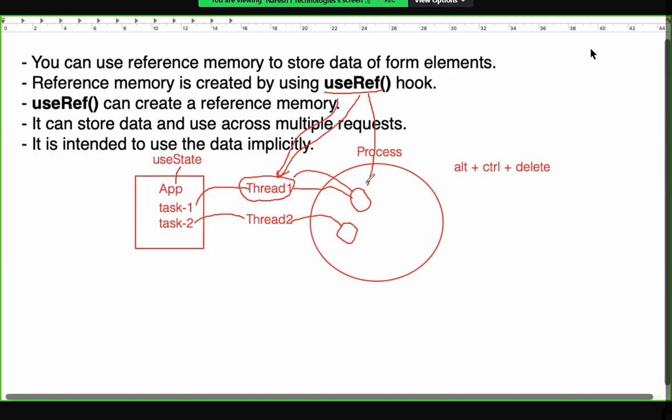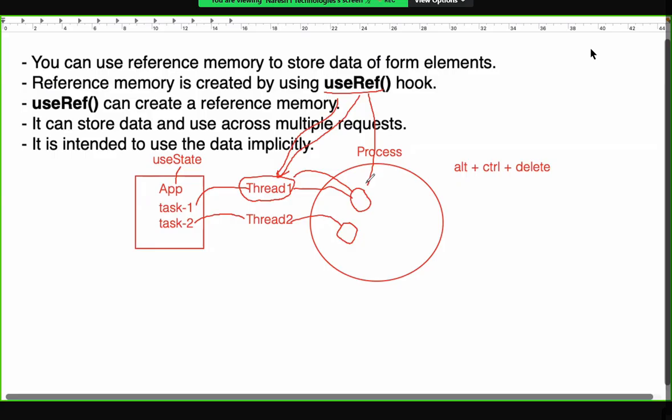If you are having some data not to show but to use, you will not present the data, but you will use the data. You will send it to APIs or somewhere. Then better always use a reference memory.